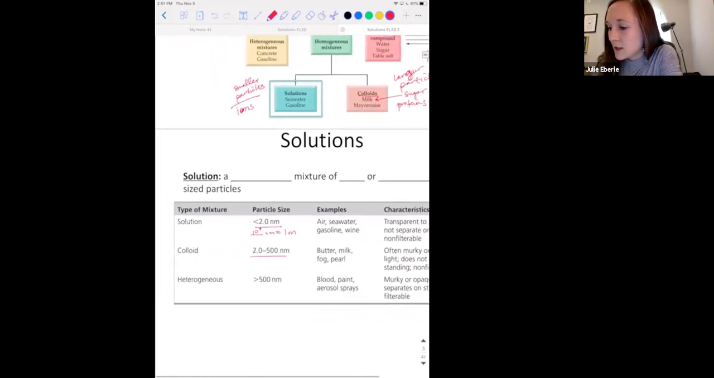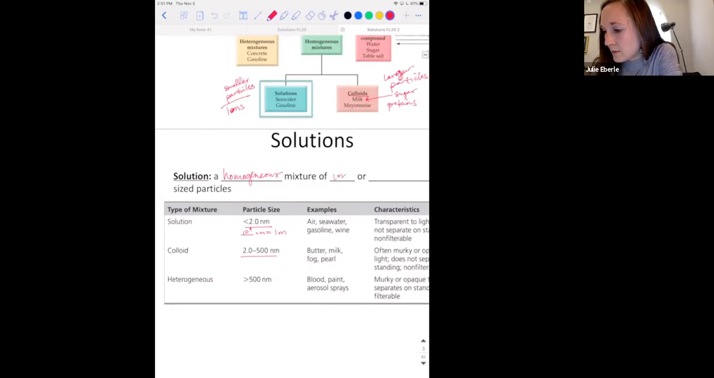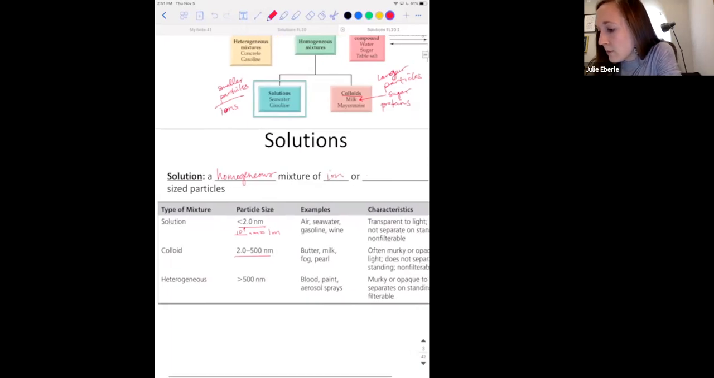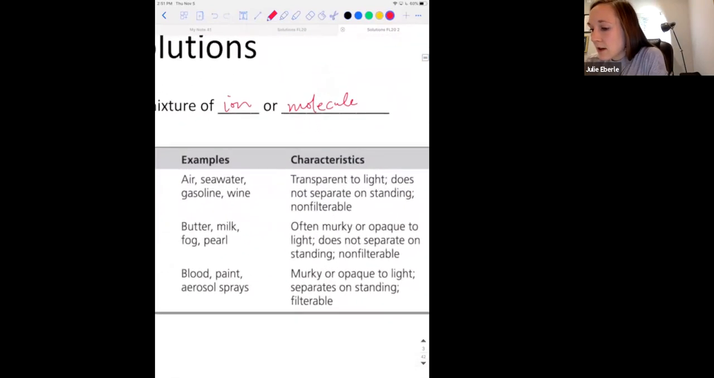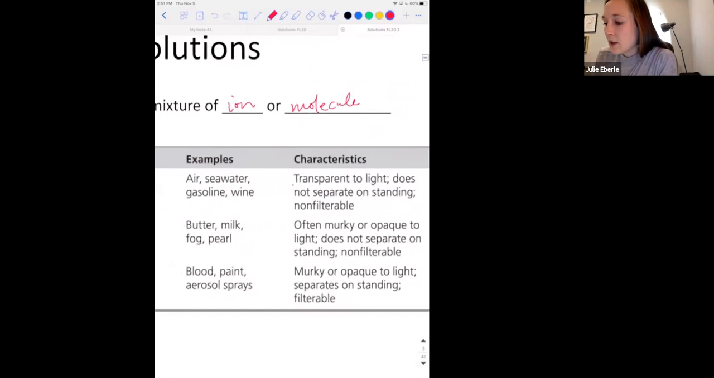And actually, I realize we need to fill in these blanks. A solution is a homogeneous mixture of ion or molecule size particles. It's a homogeneous mixture of ion or molecule size particles. And some characteristics of a solution, they're transparent to light.